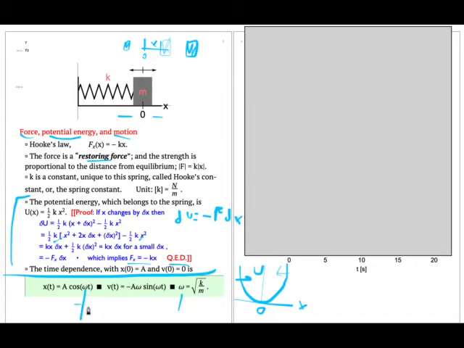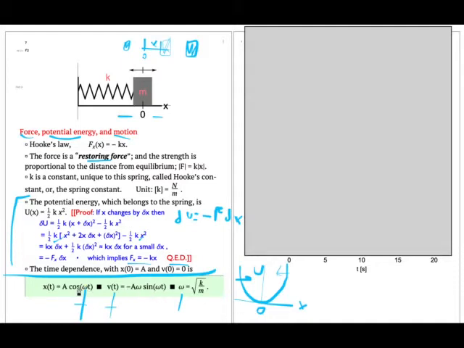All right, well that's x. Let me also write down v, because I'm going to look at energies, so I have to know what the kinetic energy and what the potential energy are. Well, I already know the potential energy. For the kinetic energy, I have to have v. If this is the time dependence of the position, then this is the time dependence of the velocity. It's minus A omega sine omega t.